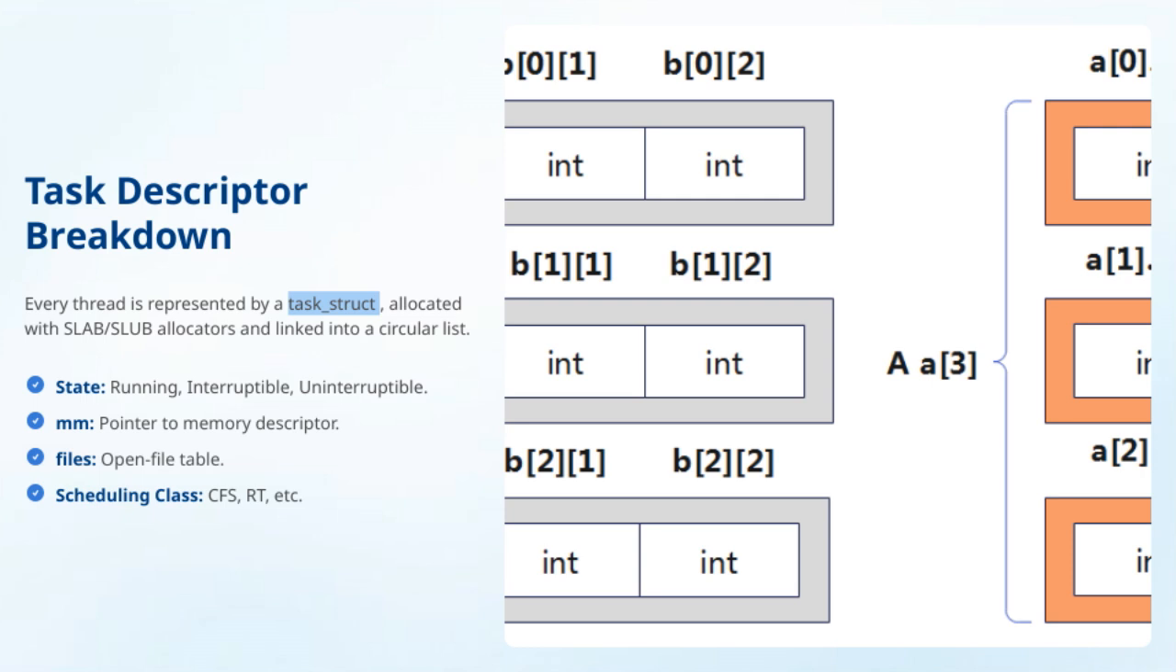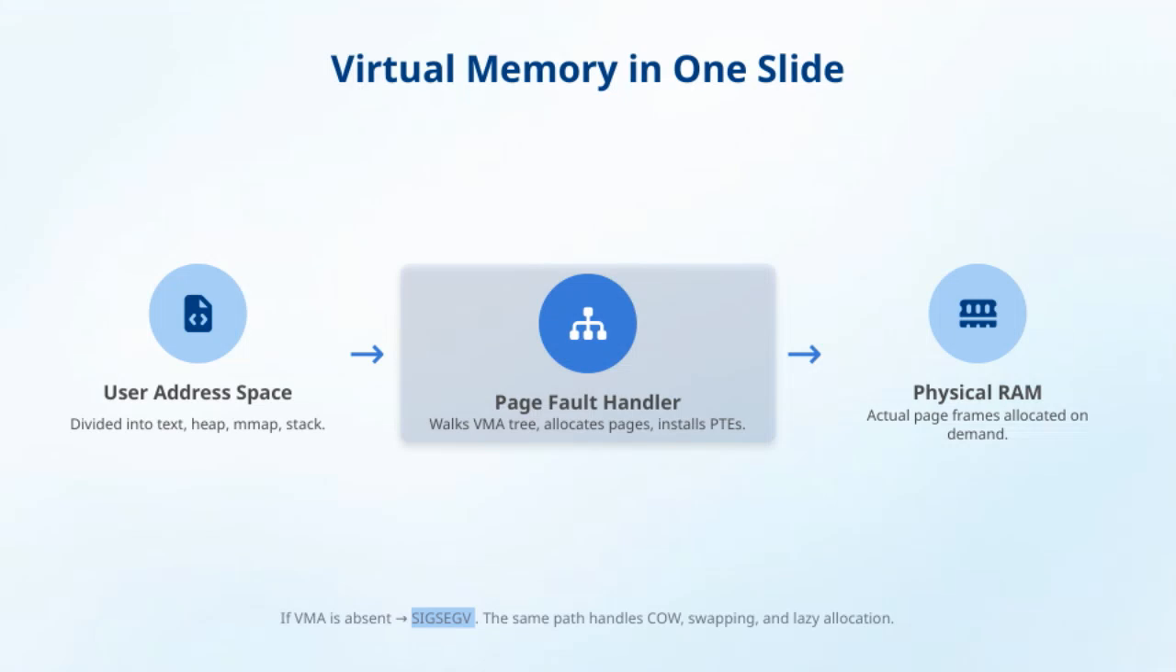Connecting all these points, we see how the kernel maintains an organized and flexible system for managing processes, their resources, and their states, which is fundamental to overall system performance and responsiveness. If the virtual memory area, or VMA, is absent, then attempting to access that memory will result in a segmentation fault, or SIGSEGV. This is a key safety feature to prevent invalid memory access. The same underlying path handles several important processes, including copy-on-write, swapping, and lazy allocation.